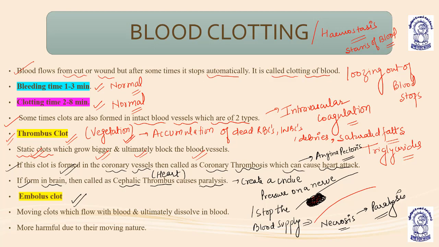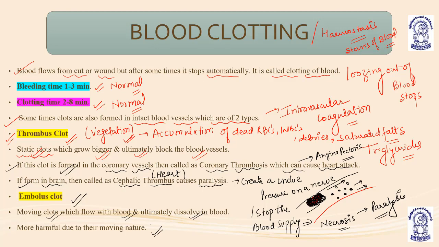Thrombus and emboli actually have the same origin, but an embolus forms when this clot, or part of the clot, detaches because of the blood flow. It detaches like this and moves with the blood. Then it becomes an embolus. Moving clots which flow with the blood and ultimately dissolve in blood are known as emboli.